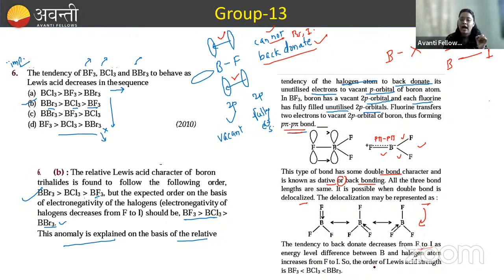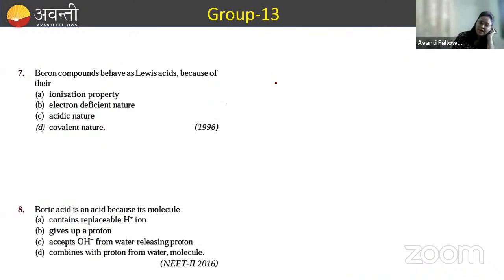So that's why the order of Lewis acid strength for the given boron halides is this way: BF3, then BCl3, then BBr3, right? This will not be the order; our order will be this. Did you understand this? What is happening in BF3? It is showing back donation, and that's why it is not a good Lewis acid, right? BBr3 on the other hand is a very good Lewis acid, right? Any doubts regarding this? Yeah.